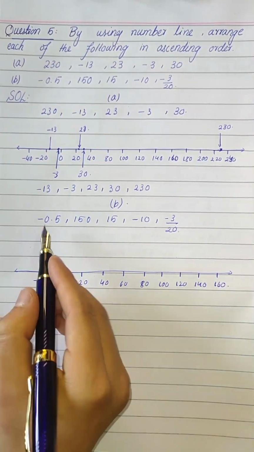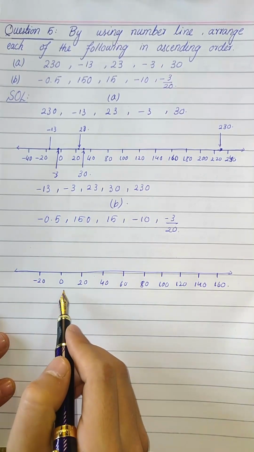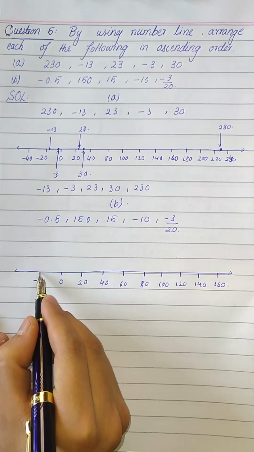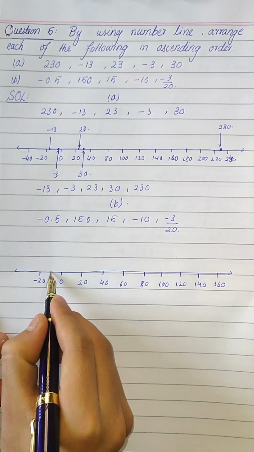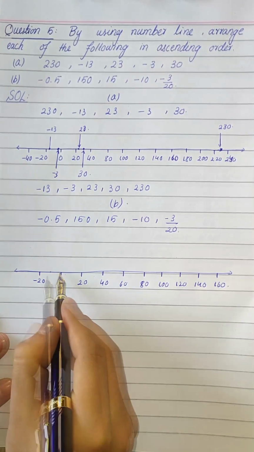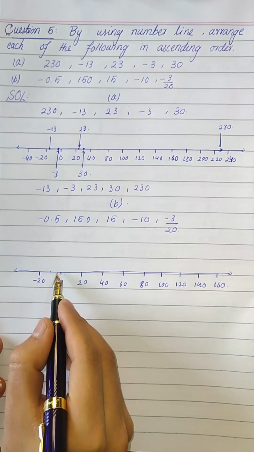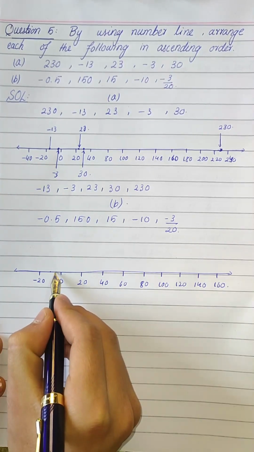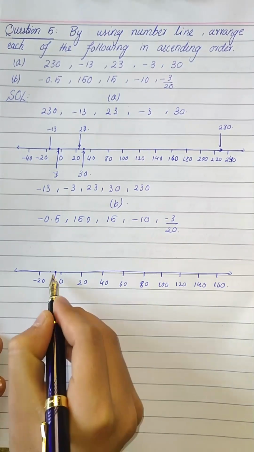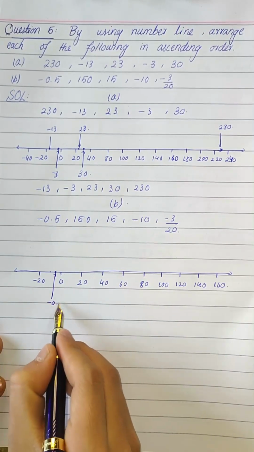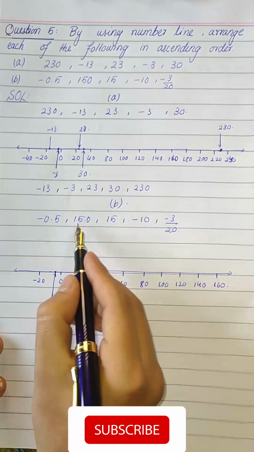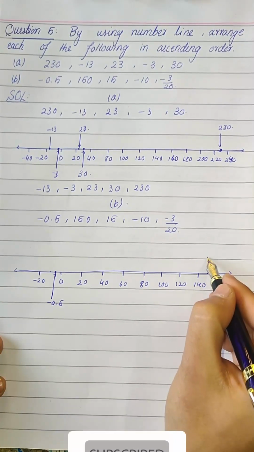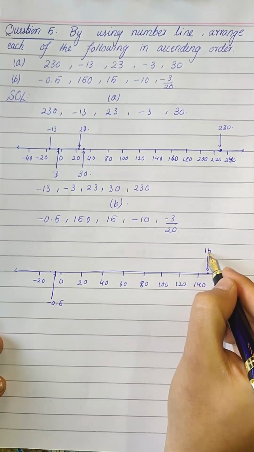So first of all, we have to point minus 0.5 on the number line. So we can see that here is 0 and in between 0 and minus 20 this point will be minus 10, and minus 0.5 will be much closer to the 0, so we can say that this point shows the value minus 0.5. And then we have 150, so we can see that here is 140 and 160 and between them will be 150, so this is plus 150.